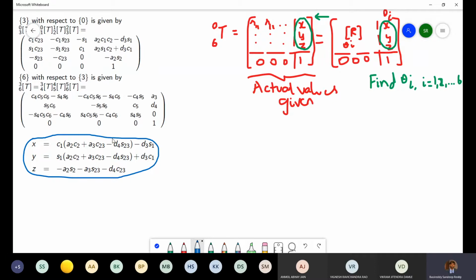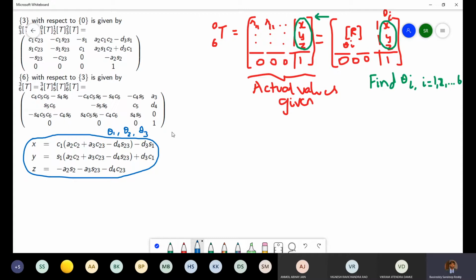Now these you can see are only functions of theta 1, theta 2 and theta 3, right? Now one thing to keep in mind is, when you are starting to do inverse kinematics, you have to solve for the angles. So the lesser the number of variables, the better. So here you have three equations and you have three unknowns. It is clearly easy to solve.